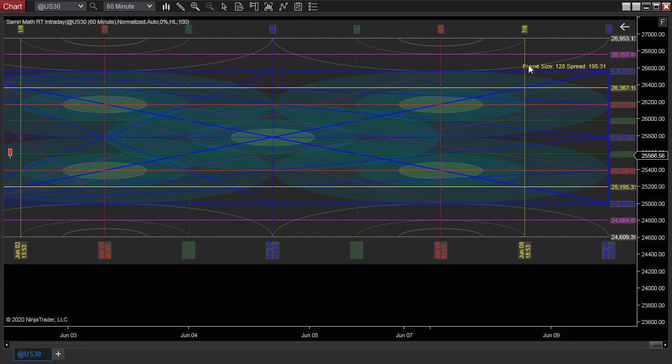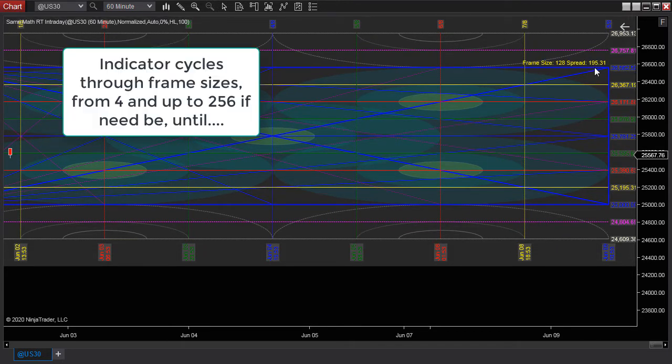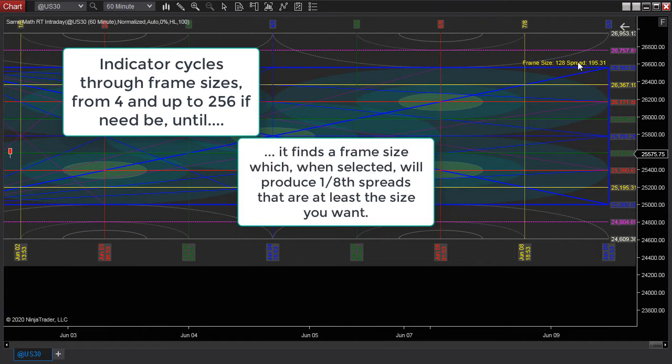It scrolled through the frame sizes from 4 to 256, looking for one that will give me a minimum of 100 points between one line and the next. So it ended up finding the appropriate frame was frame 28, and the trading range, the spread, would be 195 points per line. Now, I asked for 100, but 100 is my bare minimum.